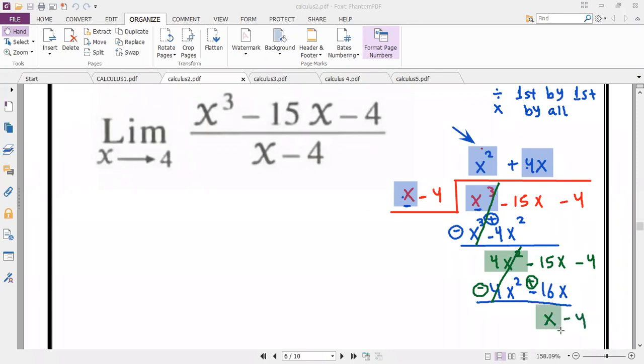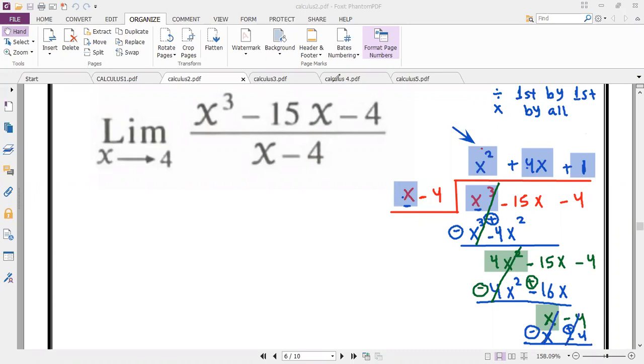Then divide the first by the first again. Do the same steps. x divided by x is going to be 1. Then multiply this 1 by all terms here. So 1 multiplied by x is x, and 1 times -4 is -4. I've finished because I change the sign here, negative, and here it's positive. Cancel them out, so it's 0.